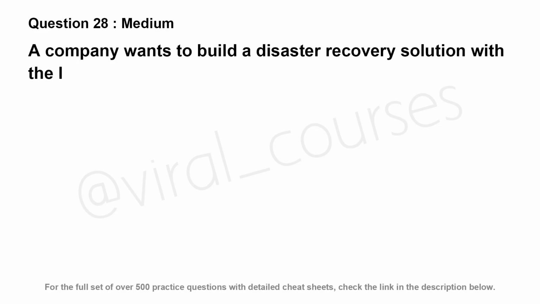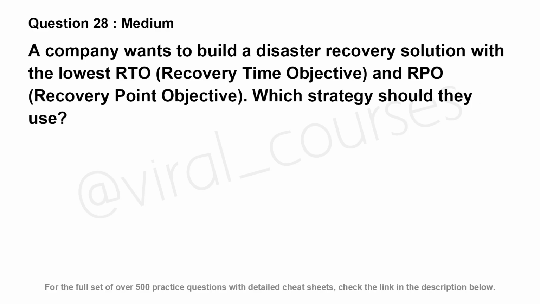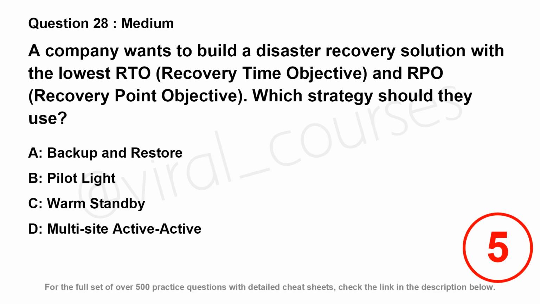A company wants to build a disaster recovery solution with the lowest RTO, recovery time objective, and RPO, recovery point objective. Which strategy should they use? Option A, backup and restore. Option B, pilot light. Option C, warm standby. Option D, multi-site active-active.